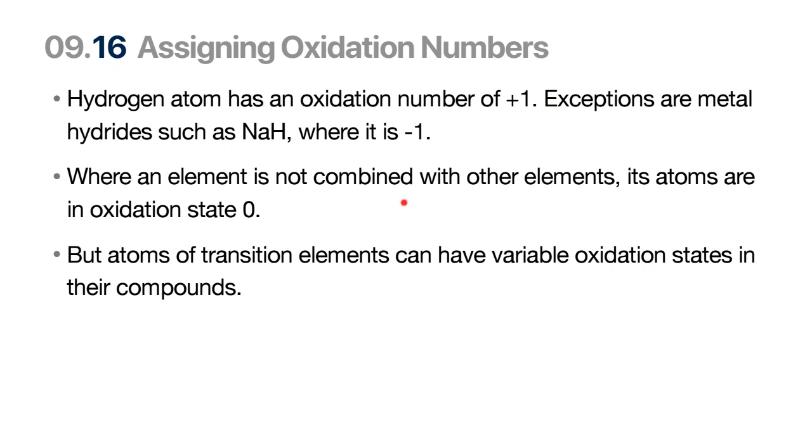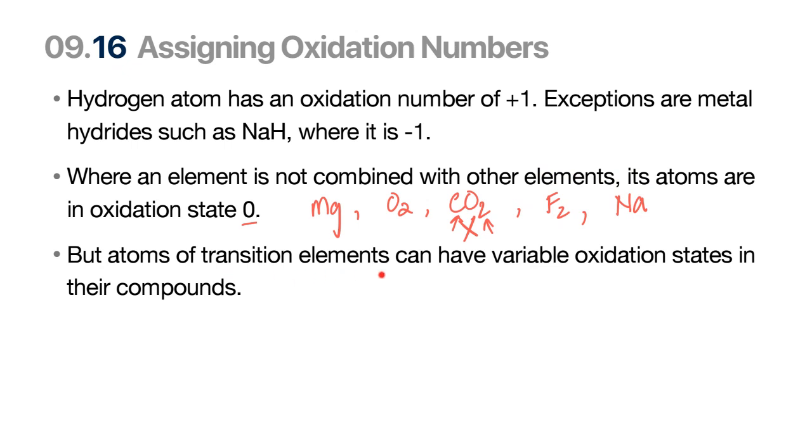Where an element is not combined with other elements, its atoms are in oxidation state 0. And I've kind of explained why, because their charge is 0, right? Magnesium, before it reacted, had an oxidation number of 0. O2 was 0. CO2? No, it's not bonded to itself. It's not in its elemental form. Fluorine? Yep, 0. Sodium? Anything, as long as it's just bonded to itself or in its elemental state, it's going to be 0.